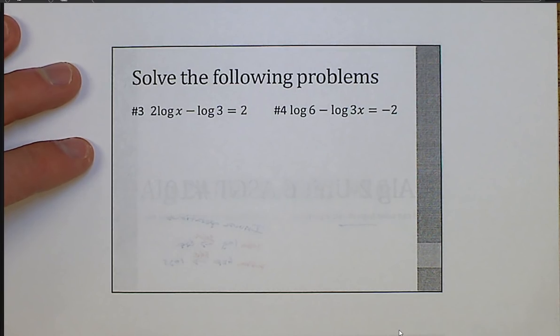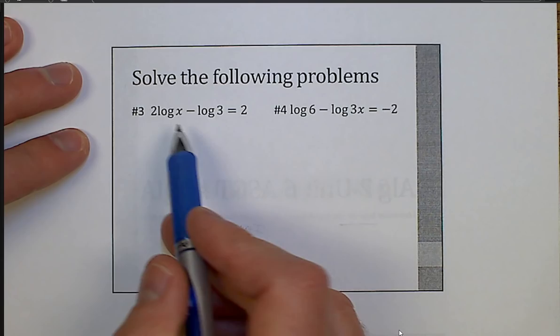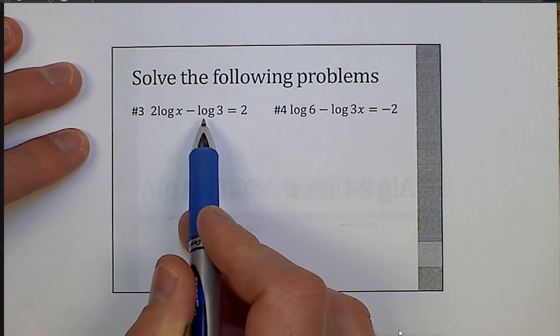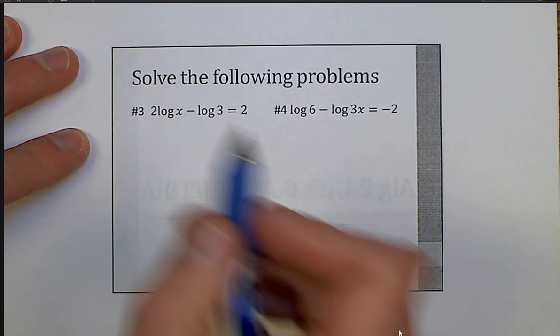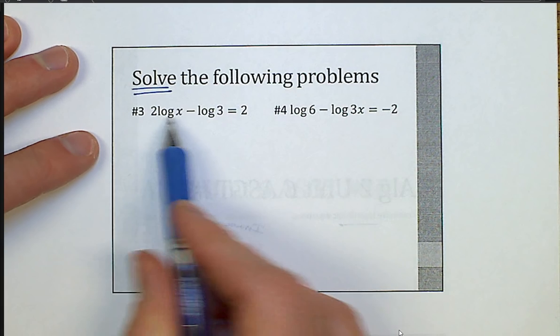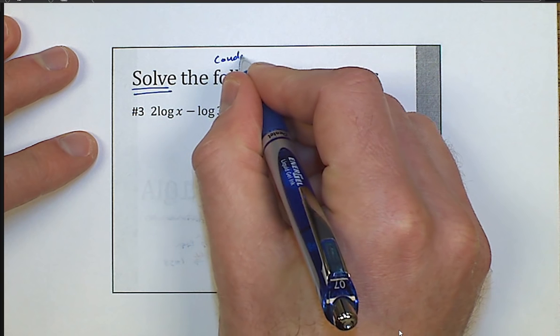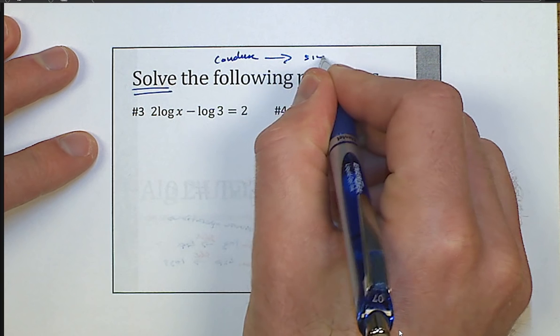I know when I look at this, I'm thinking, all right, it looks like a problem that we've done before where we need to condense or simplify or write as a single log. Whenever you're solving, right, and you have more than one log, we want to condense first. We need to get that into a single logarithm, okay?